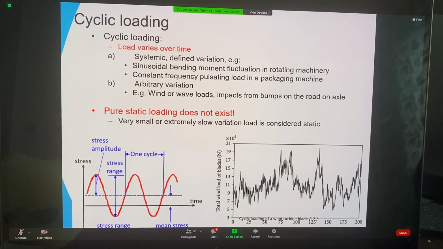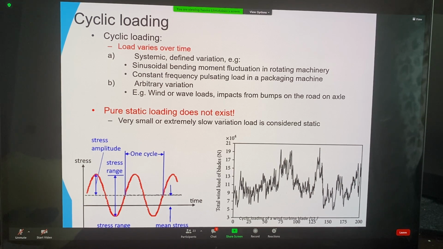A more difficult form is an arbitrary variation, which is, for example, natural loads. Natural variation loads like wind or wave loads typically are arbitrary variation loads. Or you could consider, for example, bumps on the road which hit the car suspension. That's also an arbitrary variation load. In the lower right hand side picture you can see a history of cyclic loading of a wind turbine blade. So you can see that you cannot find there any systematic sinusoidal or any other variation.